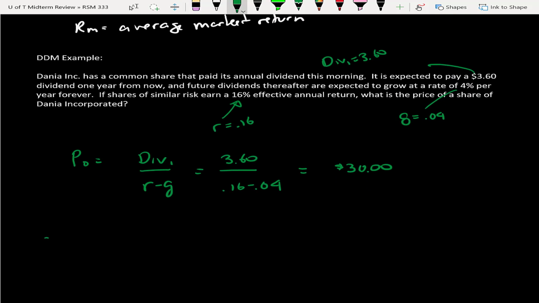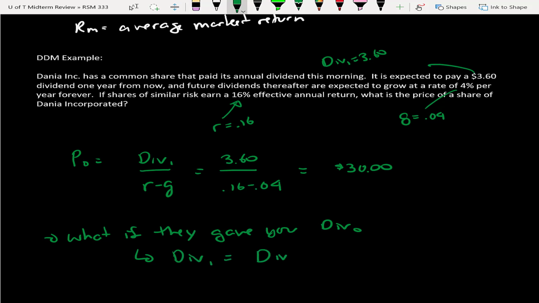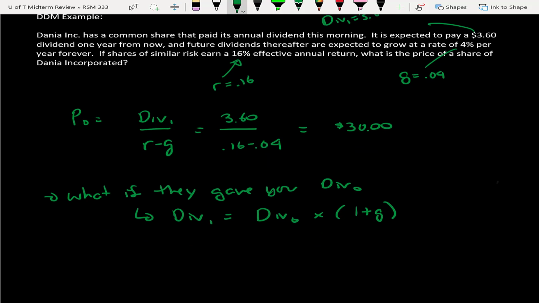How could you make this question more difficult? What if they gave you dividend 0, which is commonly quoted? So we just paid a dividend of X. You'd need to convert that to the dividend 1 year from today. That will be dividend 0 times 1 plus the annual growth rate of the company. So that's the dividend discount model.